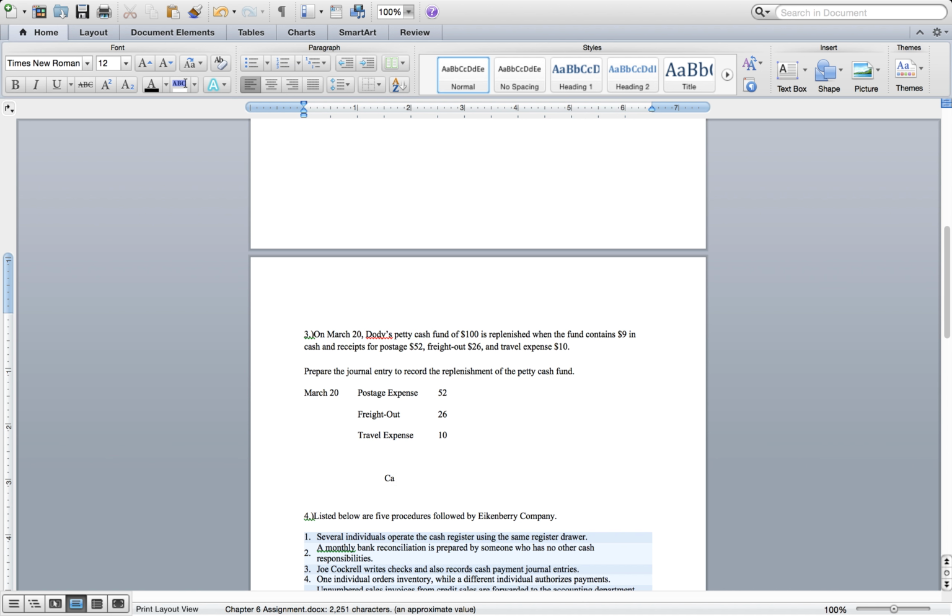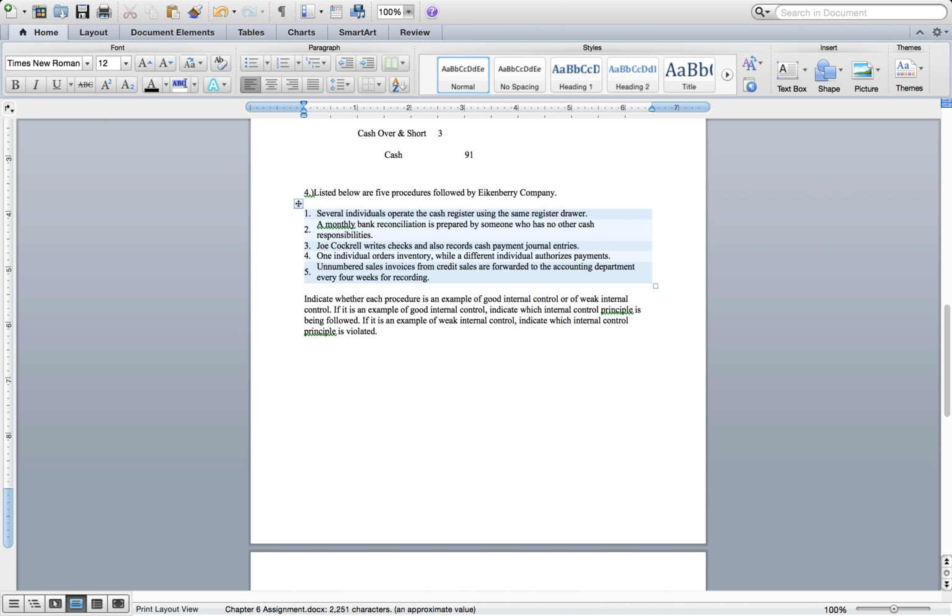Now, what we're going to do is credit cash for $91. The reason it's $91 is because your balance has to go back to being $100. It said when you replenished it, there was $9 left. So take the difference: 100 minus 9 is 91. Now the problem is, when you add up our expenses, we have a $3 shortage. So you want to debit cash over and short for the difference, which in this case is $3.